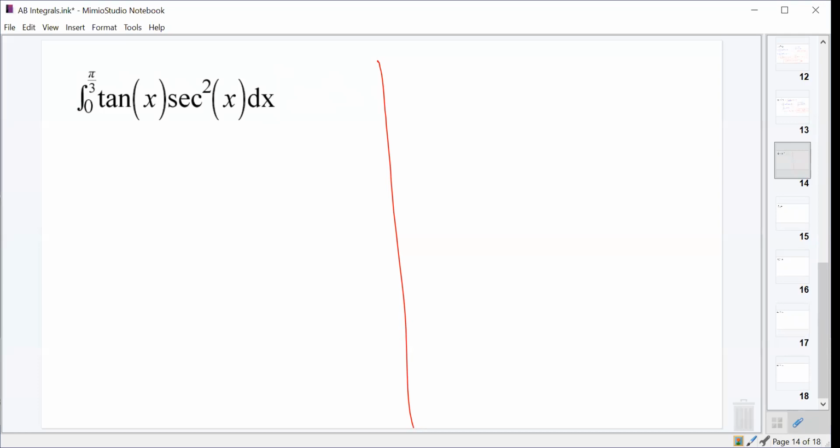Just to clarify, what exactly is the 0, the subscript towards the very bottom, supposed to be? That's the integral from 0 to pi over 3 of this. Oh, this is a definite integral. Yeah, all right.